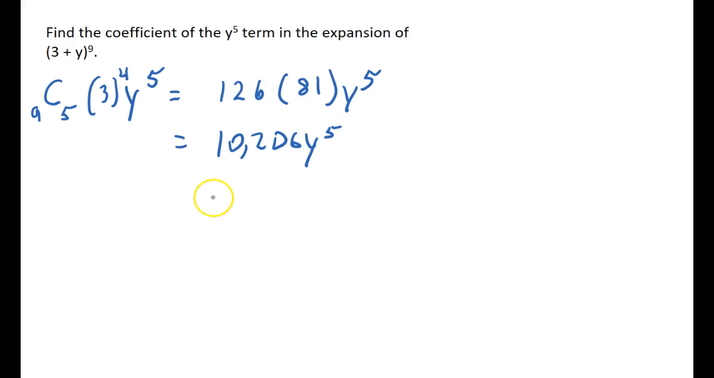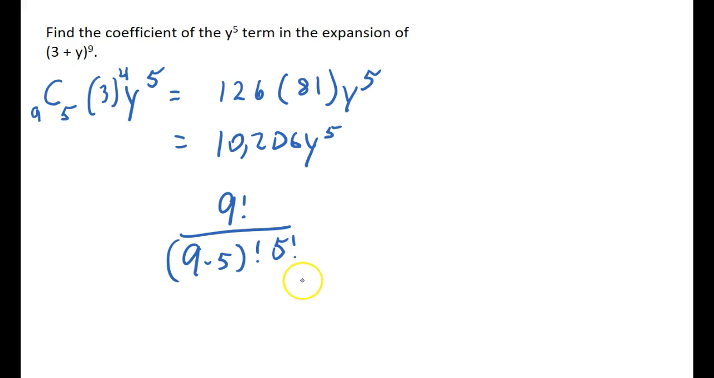Now this 126, remember, that came from 9 factorial over 9 minus 5 factorial times 5 factorial. And that's where I got the 126.